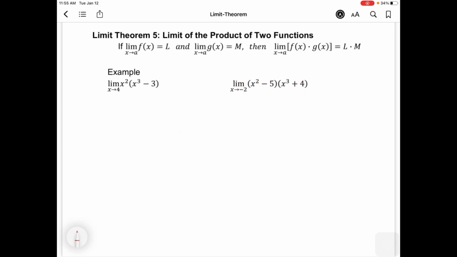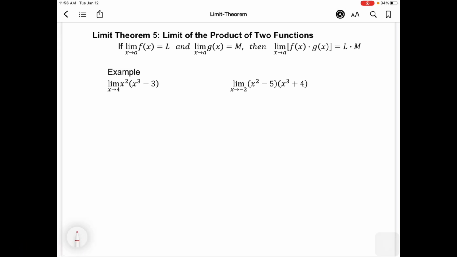Next is the limit theorem number 5. So the limit theorem number 5, this is the limit of the product of two functions. Parang ano siya, yung kanina we have here the addition and subtraction, ngayon naman we have here the product. So if the limit of the function f as x approaches a is equal to L, and the limit of the function g as x approaches a also is equal to m, then the limit of the function f times the function g as x approaches a is equal to L times m. Ang gawin natin dito is we have to substitute.